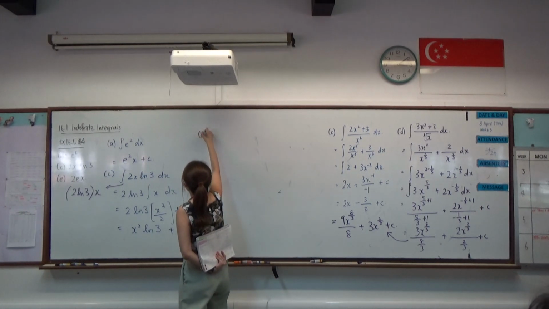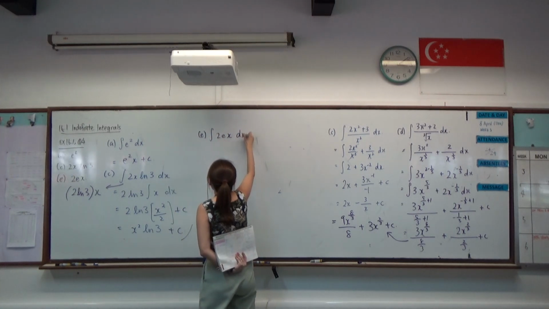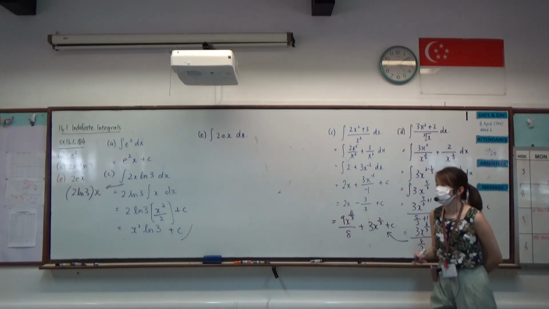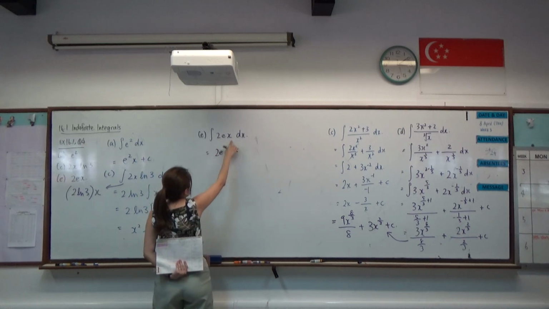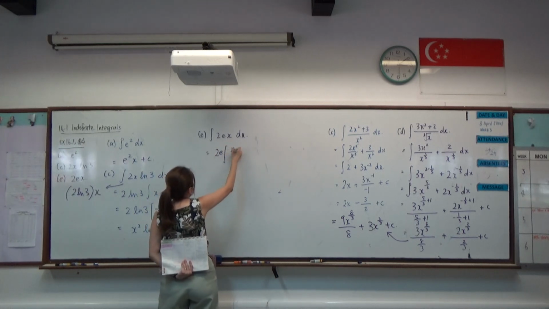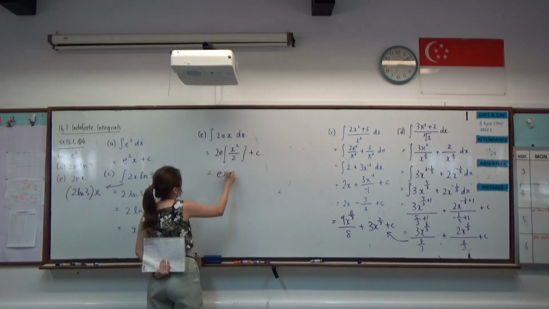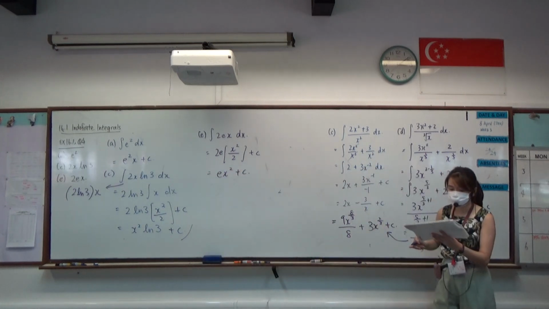Next, I want to integrate 2ex with respect to x. So likewise, 2e is a constant number. We are looking at integration of x. So x squared over 2 plus c. Answer will become e x squared plus c. Okay?